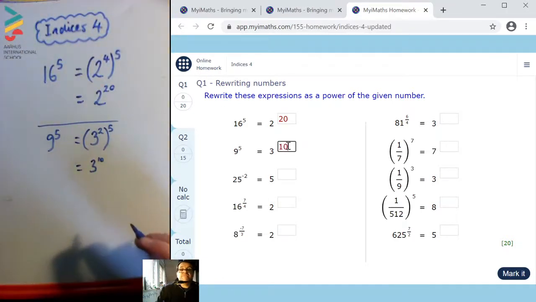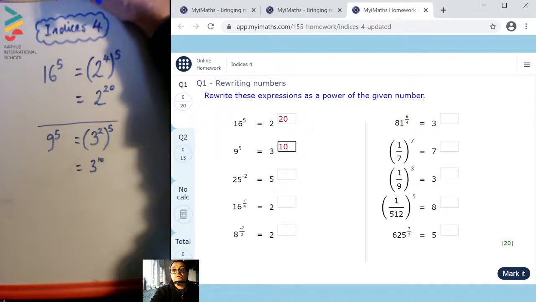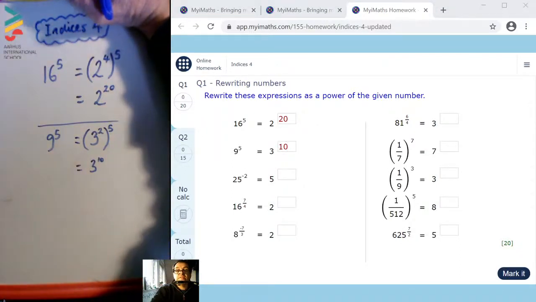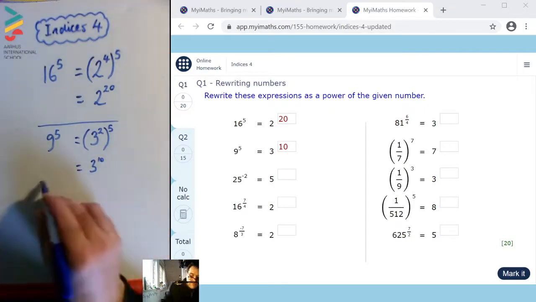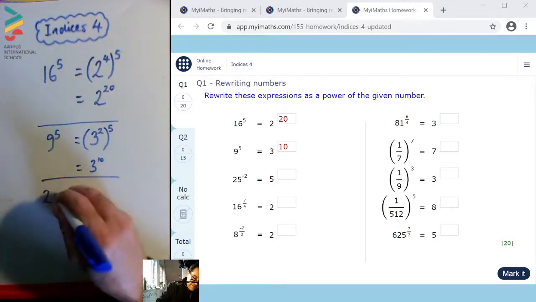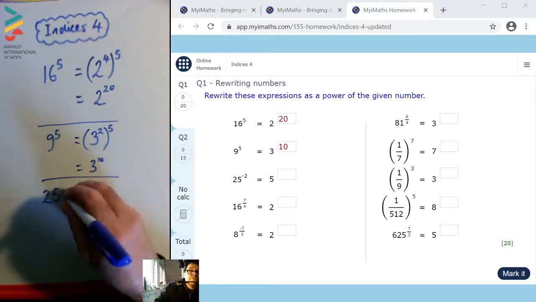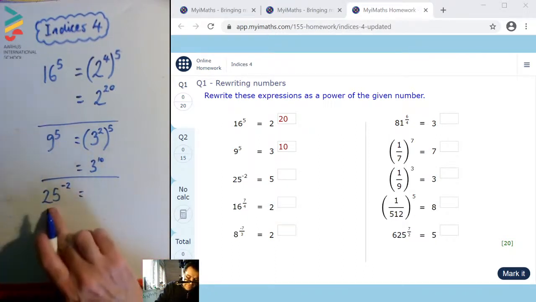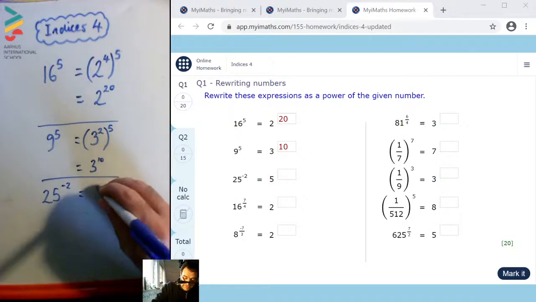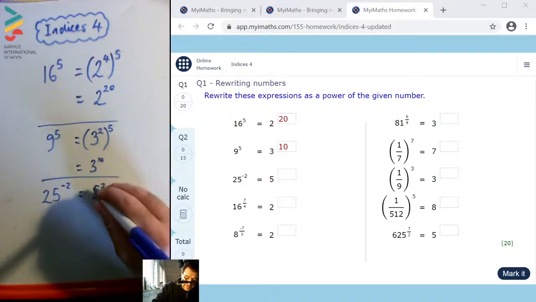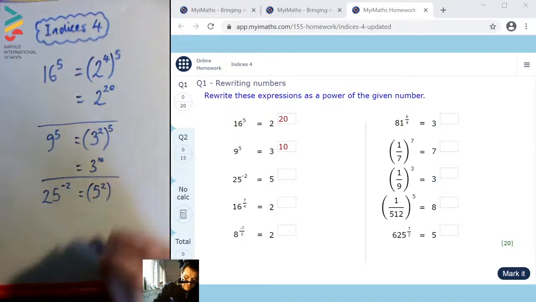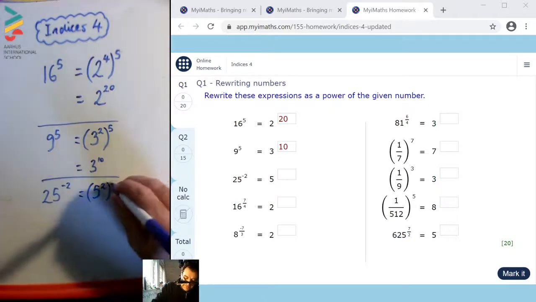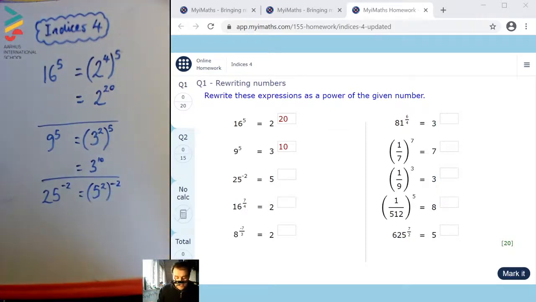Okay, 25 to the power of minus 2. And we want it written as a power of 5. So similar sort of thing again. 25 to the power of minus 2. I notice that 25 is a power of 5. 25 can be written as 5 squared. So I can rewrite that as 5 squared to the power of minus 2.